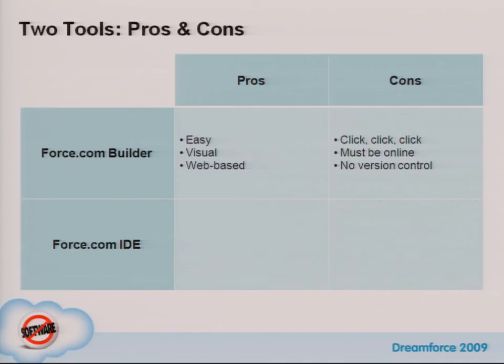So especially some of the people who have come from past development backgrounds are probably familiar with SVN or CVS or Perforce or different version control systems to allow you to roll back changes and to have multiple developers working on things at the same time. It's not really possible with the builder out of the box. You can use sandboxes to kind of move over your metadata and put it in different states, but that's not really a version control system in the traditional sense.